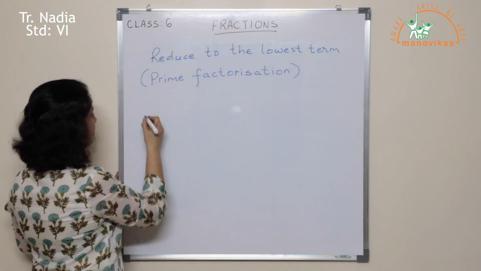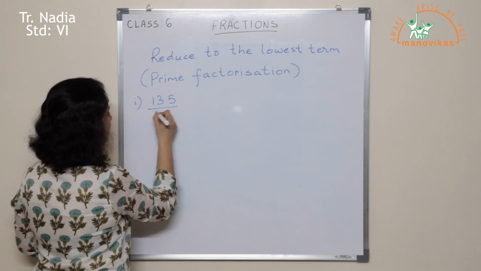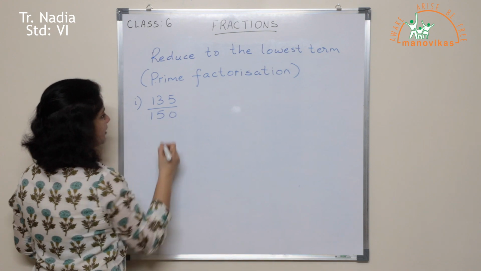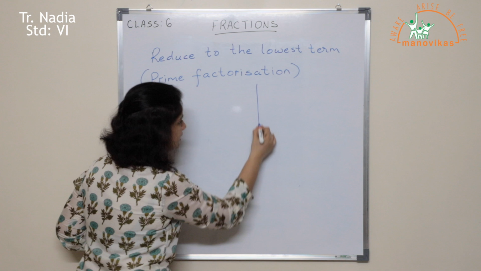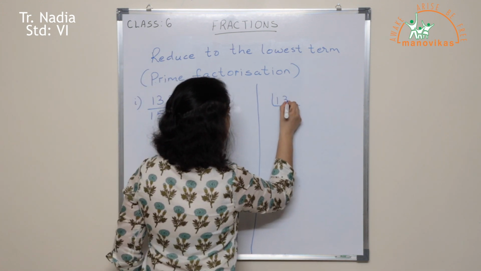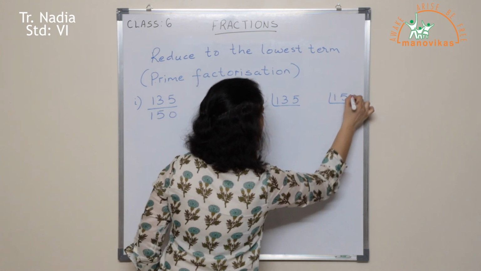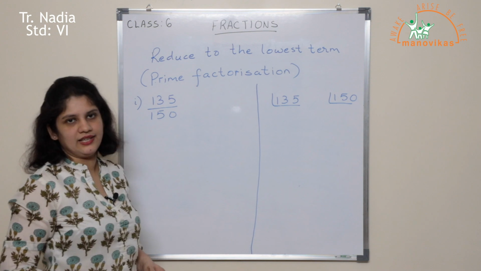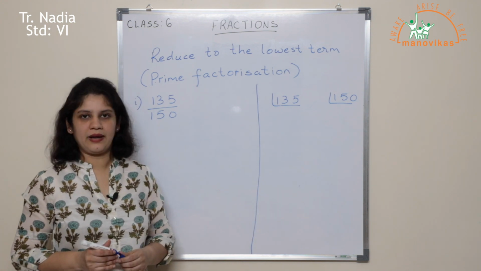Okay, I'll take an example, 135 by 150. Now what is the method of prime factorization? I will show you here in the rough column. So 135 is my numerator and 150 is the denominator. I have to keep dividing these numbers till I reach 1 using only prime numbers.